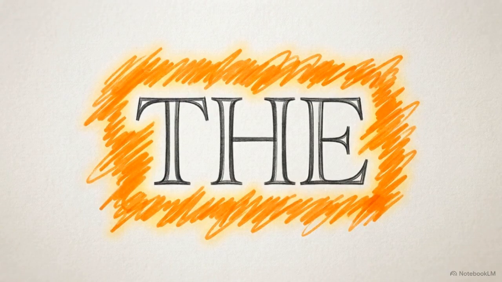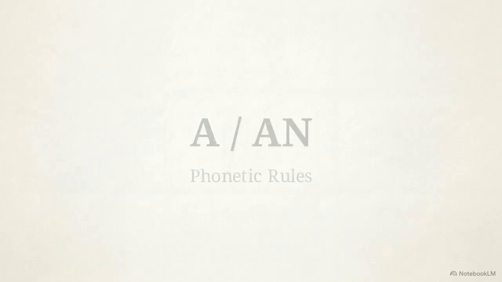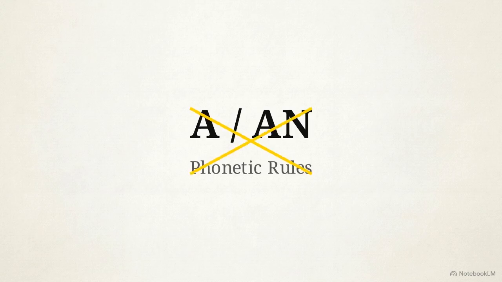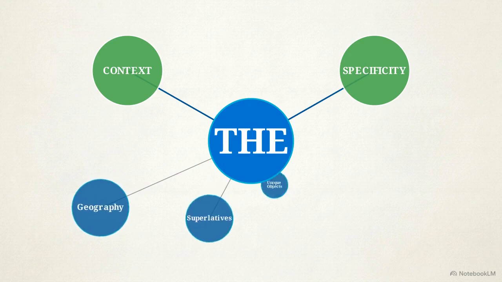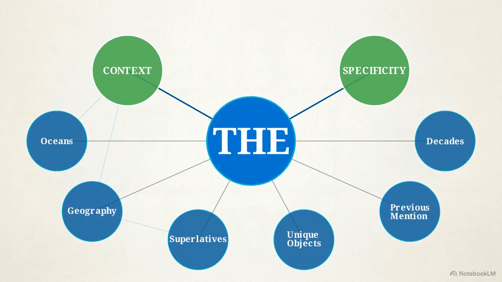But if the indefinite articles a and an are governed strictly by sound, what dictates the behavior of the definite article, the? In our next module, we abandon phonetics entirely. We will map the complex system of context and specificity that governs the most used word in the English language.